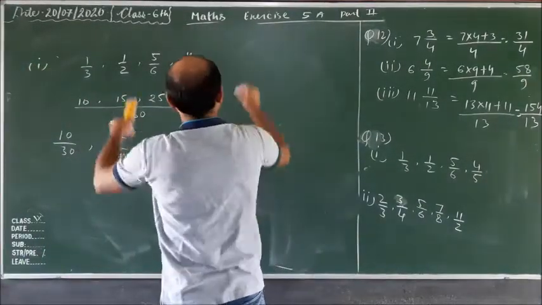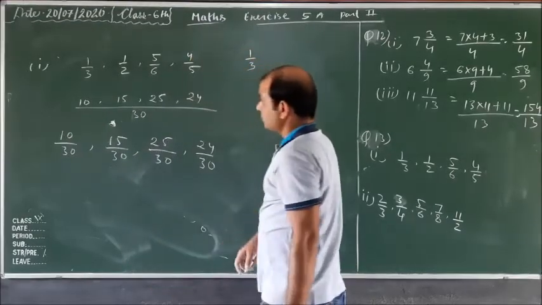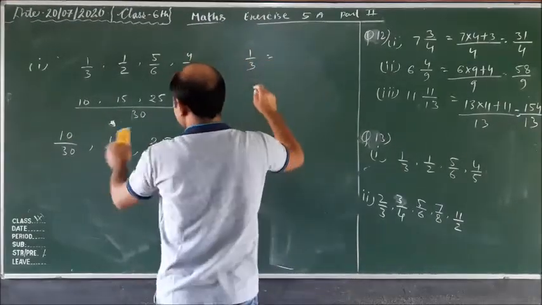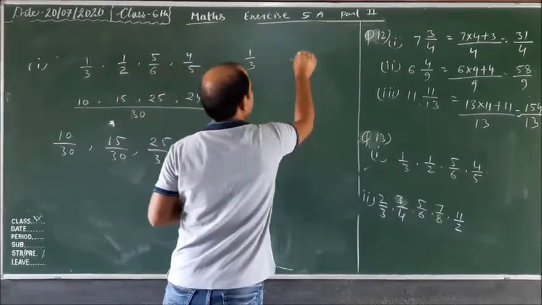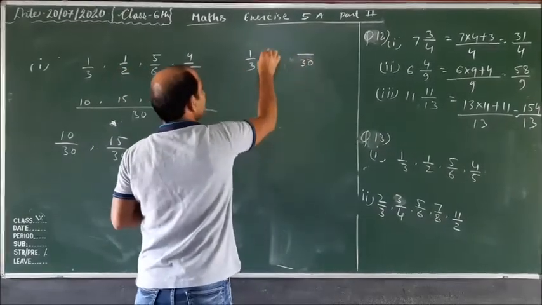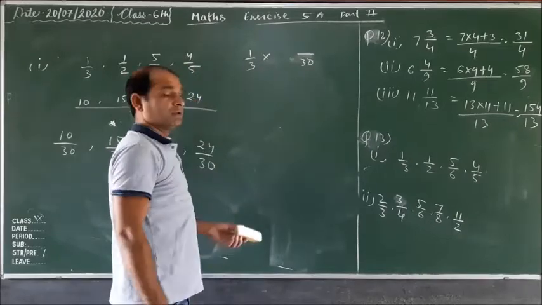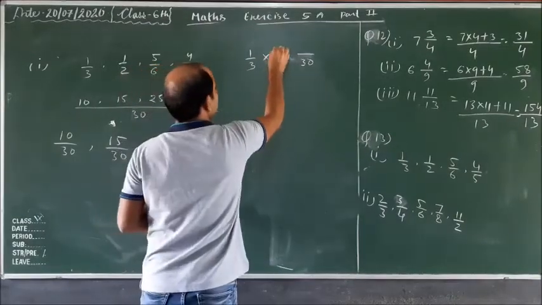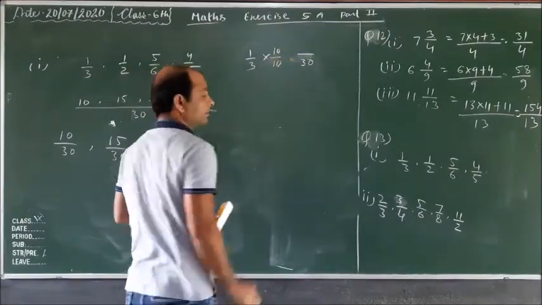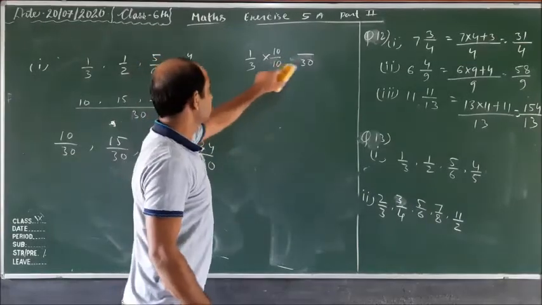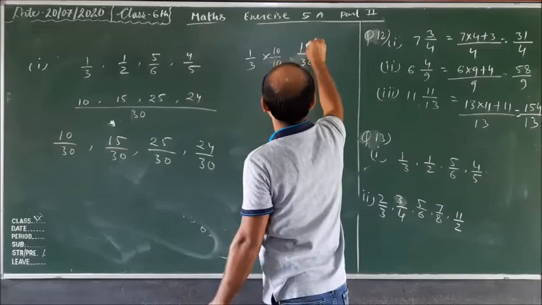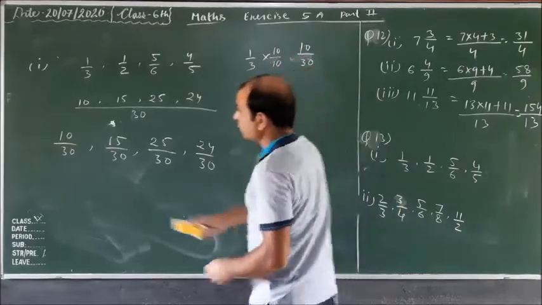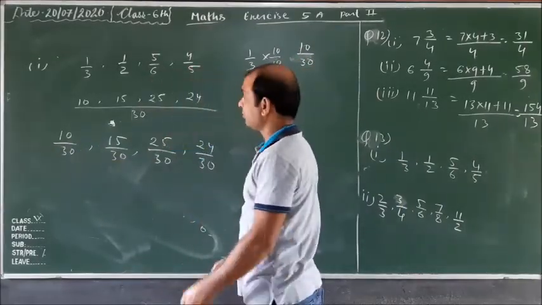Here this first 1 upon 3. So your denominator should be 30. Which number do we multiply to get 30? If we multiply by 10, 10 3s are 30. Then we multiply the numerator too, 10 1s are 10. So 10 upon 30. This is your answer.